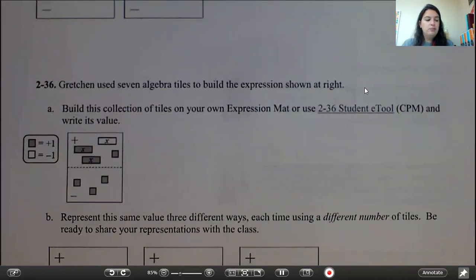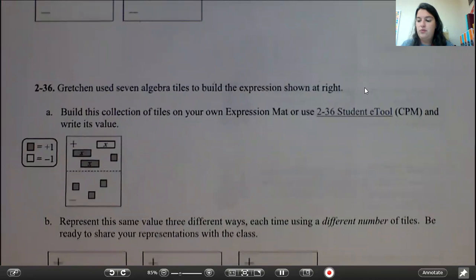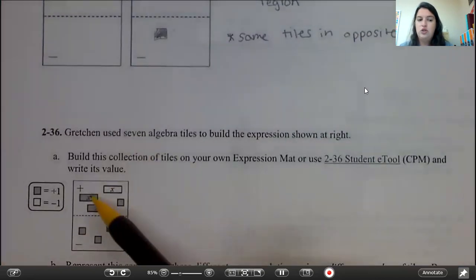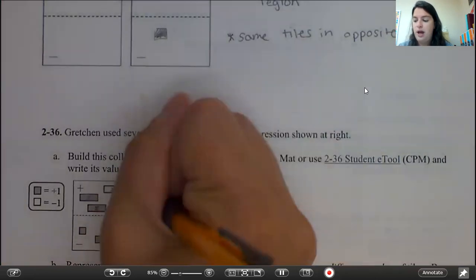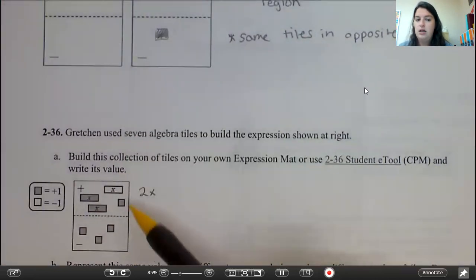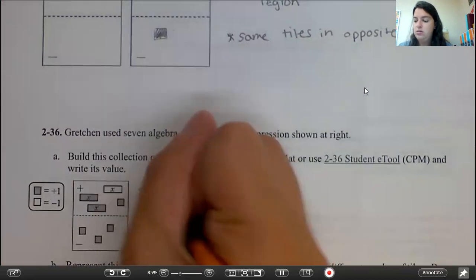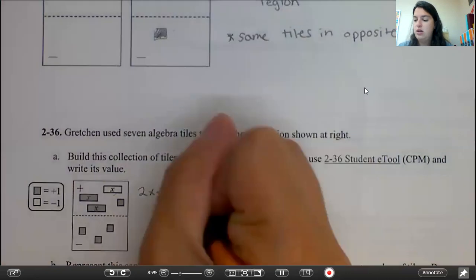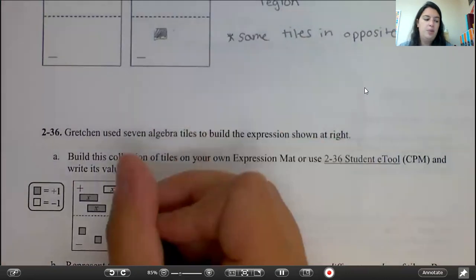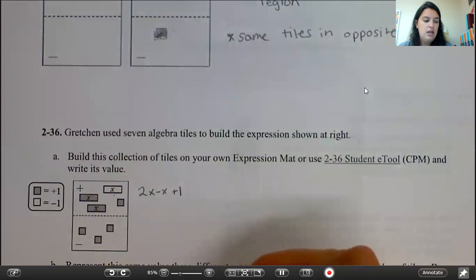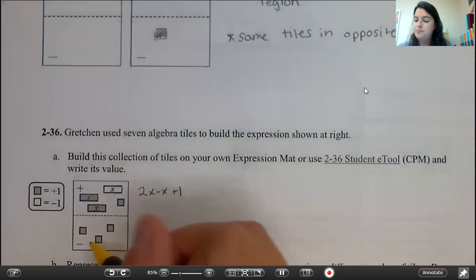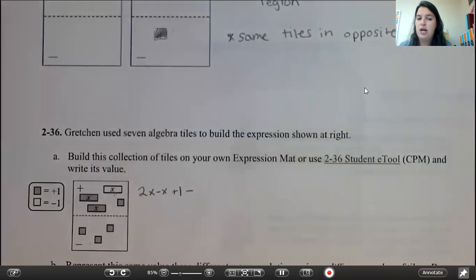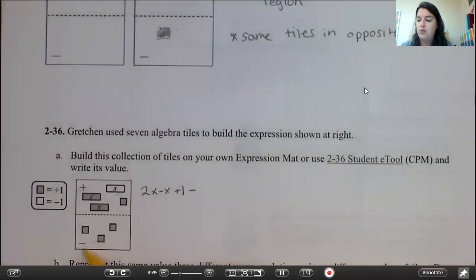If you're back with me, you have written the value for this expression, so let's look. Well, we have 2 positive x tiles, so 2x, a negative x tile in the positive region, so minus x, plus a unit tile in the positive region. In the negative region then, when we go down to the negative region, I like to put a subtraction symbol. That means you're going down.